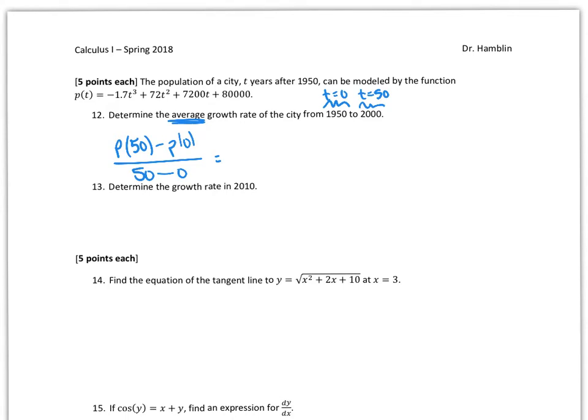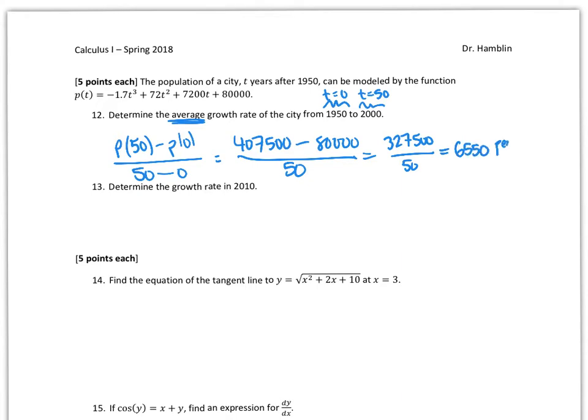Now when we plug 50 into this function, we get 407,500. When we plug in 0, we get 80,000. And then we'll subtract those two numbers and divide by 50. When we subtract, we get 327,500 divided by 50. And that's going to give us 6,550. And the units here, since it's population as a function of years, this would be people per year. And in this type of application problem, you would have to include units with your answer whenever possible.